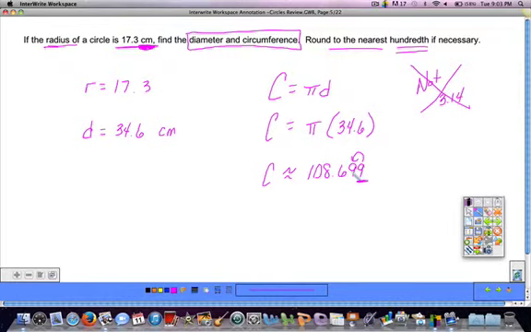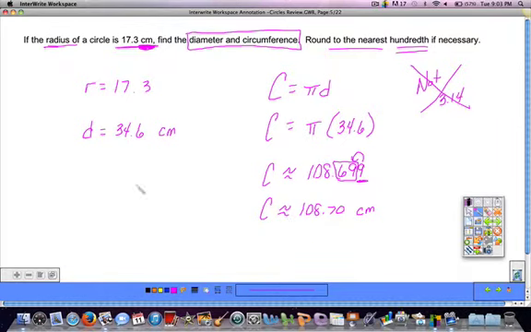That 9 says this one has to go up. So basically what's happening here is that 69 becomes 70. So the circumference is approximately, still a rounded number, 108.70. Okay, and that is centimeters.